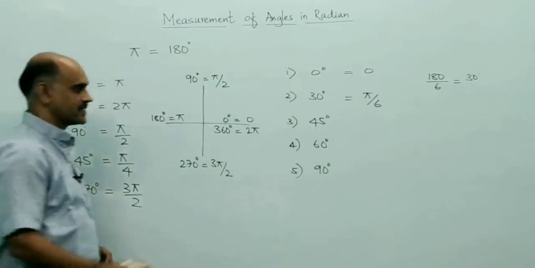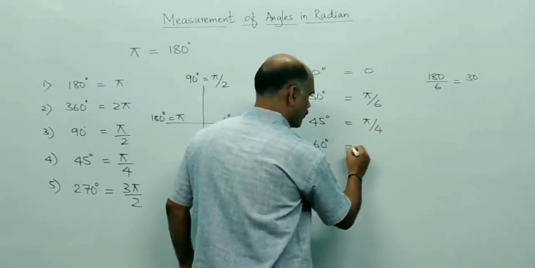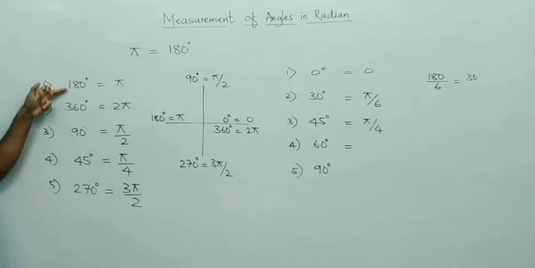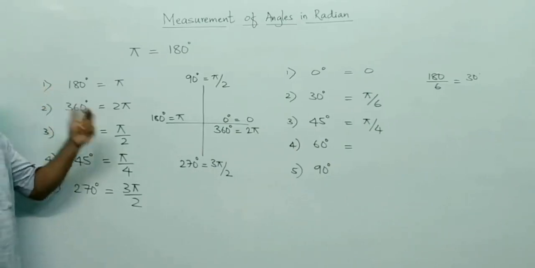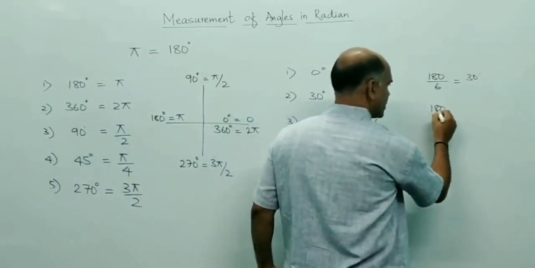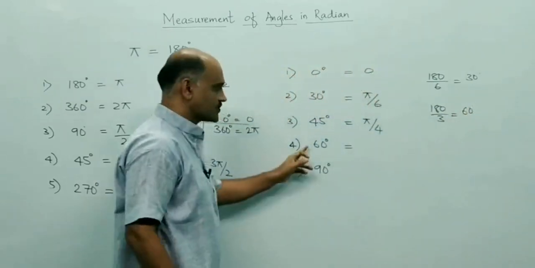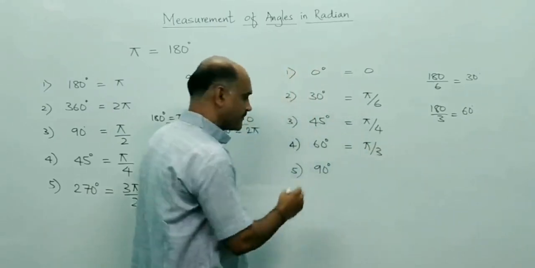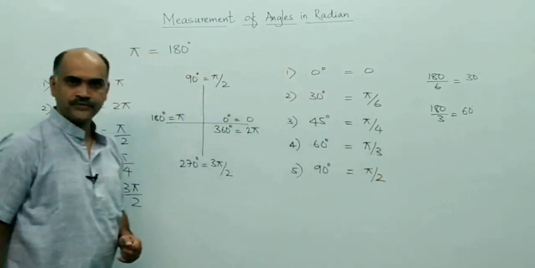45 we have solved here, so 45 is pi by 4. 60 degrees: to get 60, 180 should be divided by 3. So 180 divided by 3 is 60. So 60 degrees in radians is pi by 3, and 90 is pi by 2.